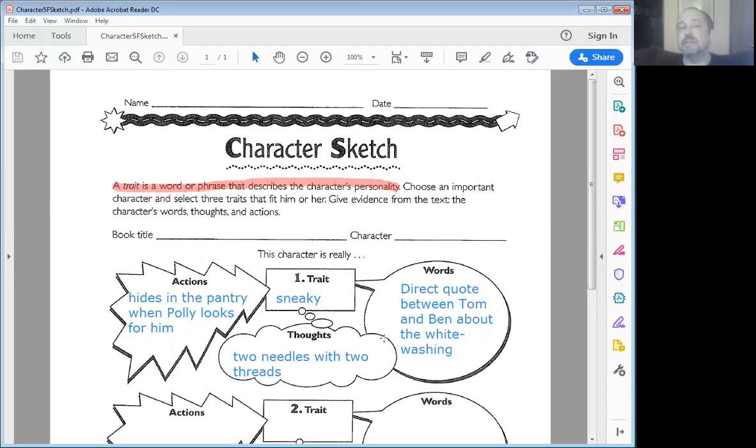Once I have this done, I have my notes set up so that I can move into my rough draft a little bit more organized than just trying to do things off the top of my head. That's it for this video.